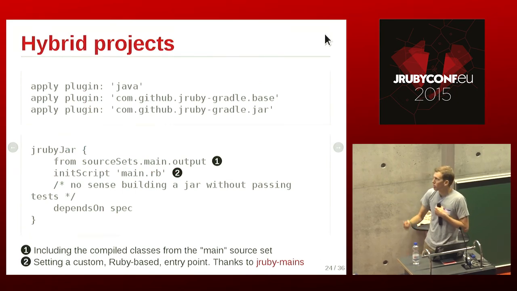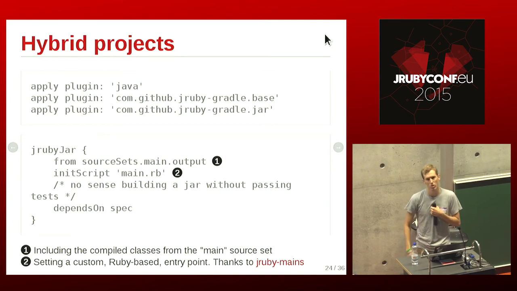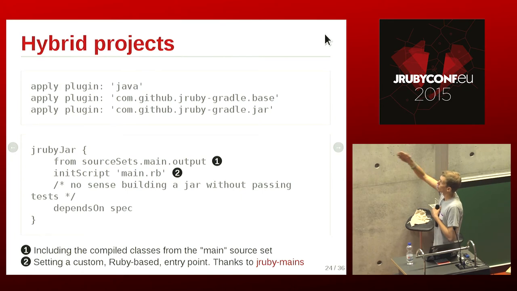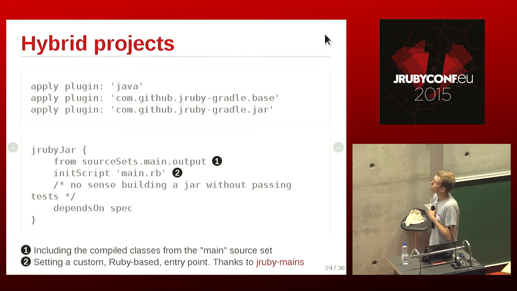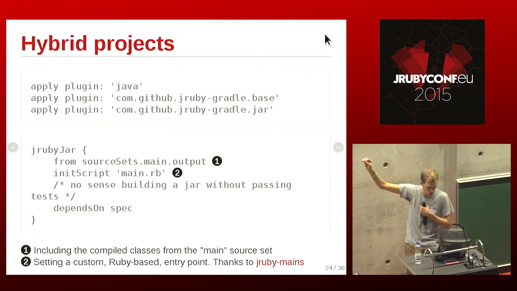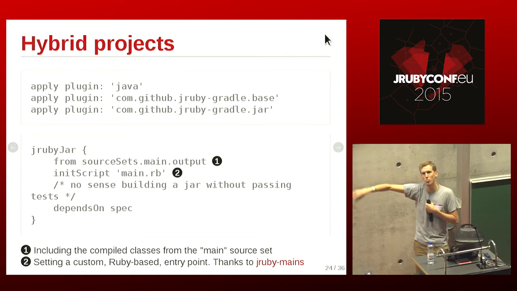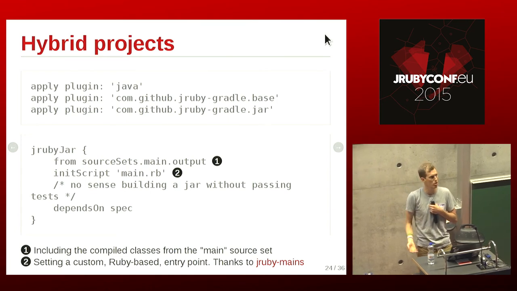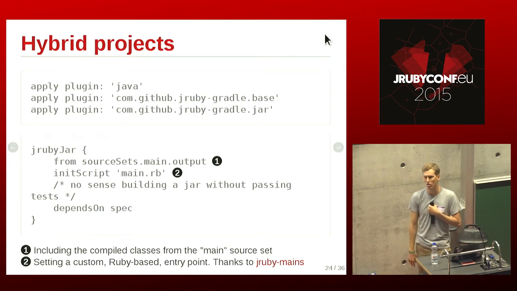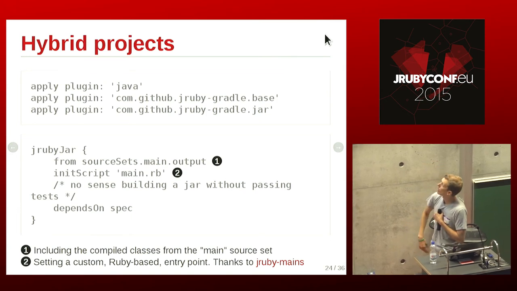I'm going to go one step further. I'm going to package this up as an executable that I could then give to someone else to run. So I'm going to use the jar plugin as well. And with the jar plugin, all I really need to do is say where to get some code from. The JRuby jar plugin depends on the jar plugin or jar task, which is already defined in Gradle. So building on top of everything that they have there is pretty useful.